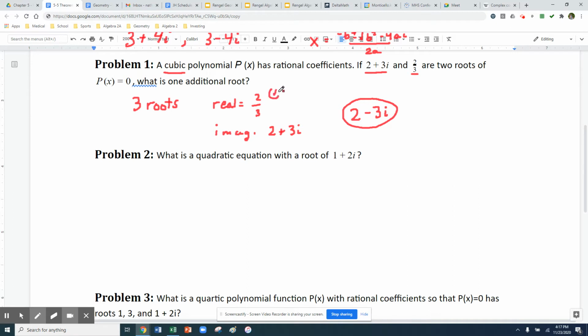And keeping track, that's going to be my one root. There's another root, and then there's my third root. So I've got all 3 roots for that cubic polynomial.